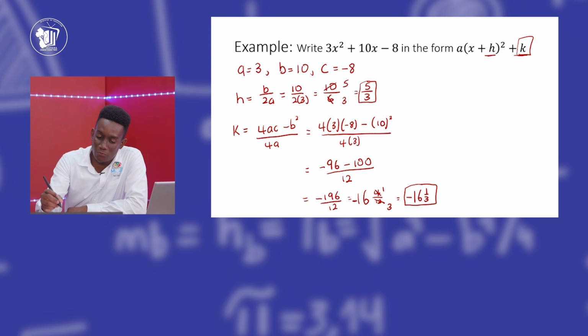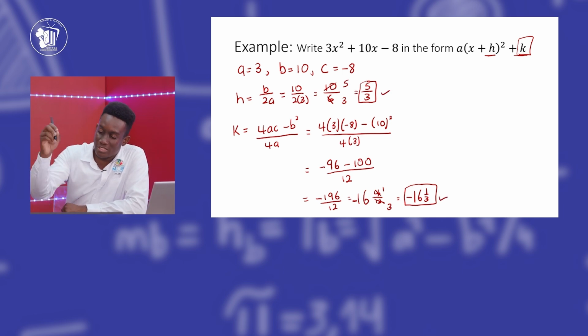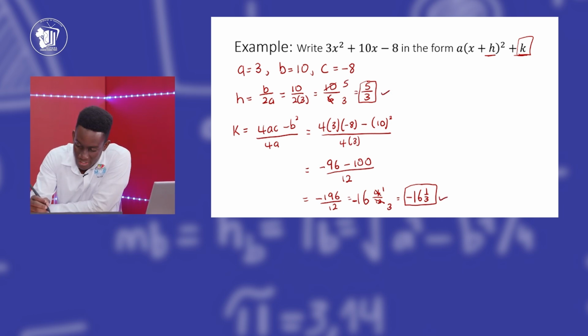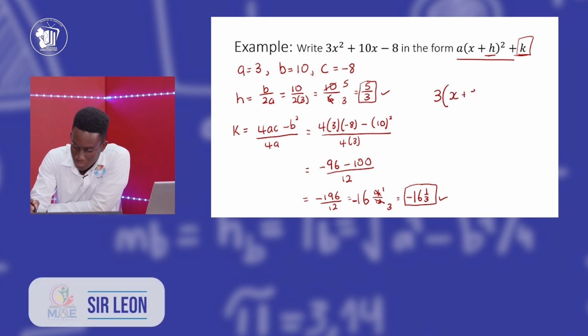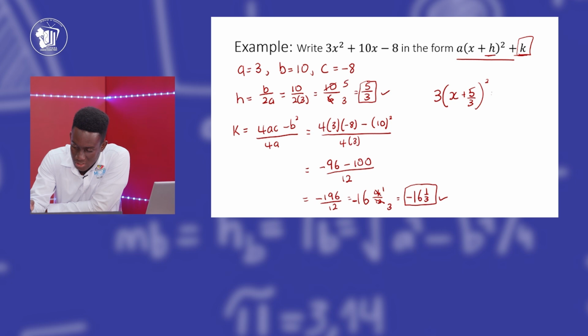So now we have our value for h and we have our value for k. We can substitute that into this form. So we'll have a, and we saw a to be equal to 3. So this will be 3, open bracket, well, x will always be x, plus h, so we see h is plus 5 over 3, close bracket, squared, plus k. So we see plus k, which is negative 16 and 1 over 3. So this positive and negative will cancel out and give you a negative.